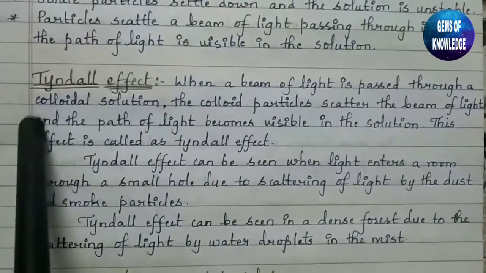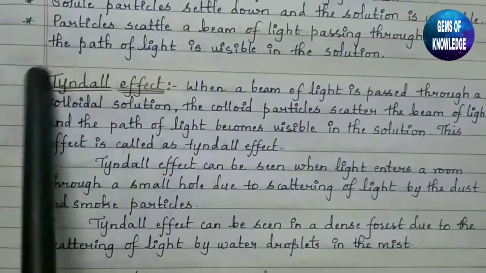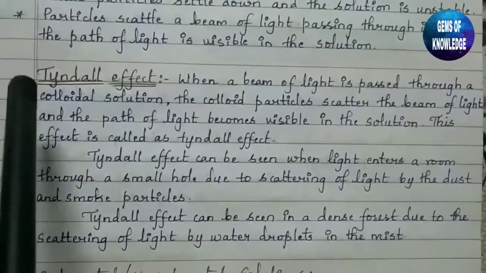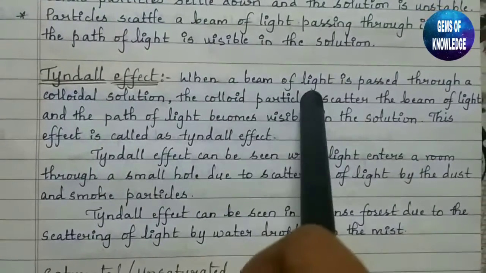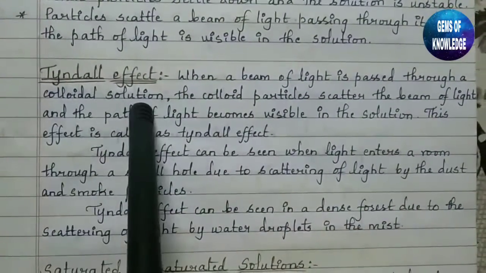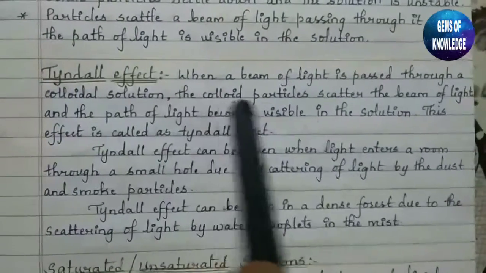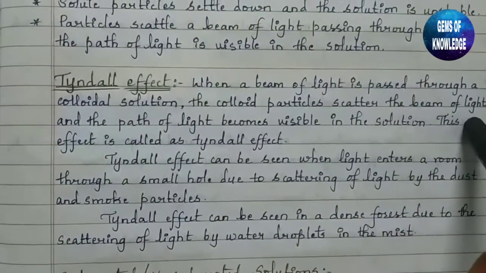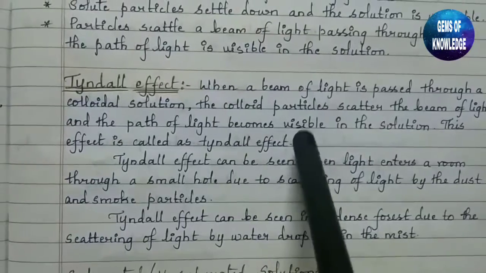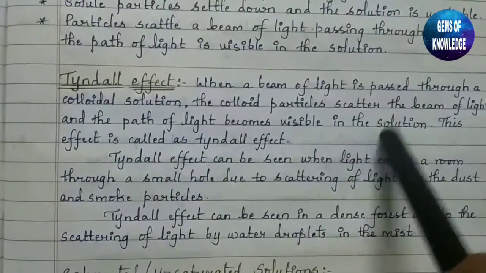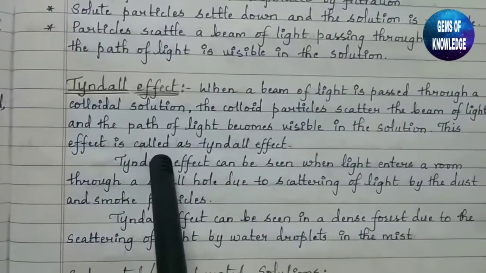Okay, so here you can see the next thing we have to learn is about the Tyndall effect. So what is this Tyndall effect? When a beam of light is passed through a colloidal solution, the colloidal particles scatter the beam of light and the path of light becomes visible in the solution. So this effect is called the Tyndall effect.